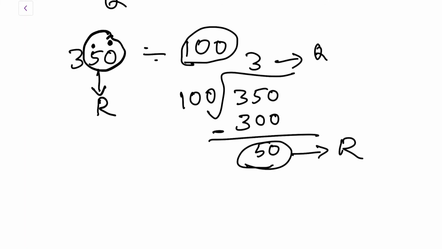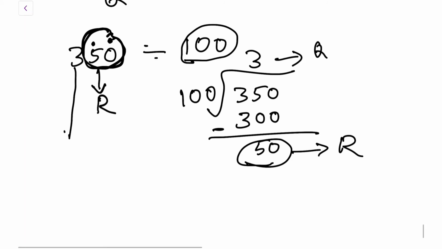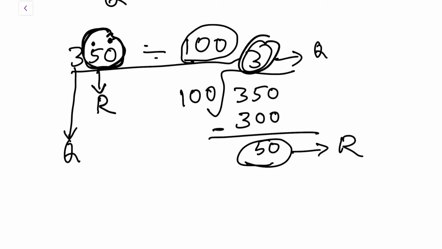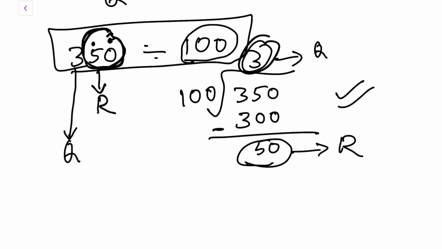See, we got the remainder as 50 and this is 50. And the remaining digits become your quotient. So what's the remaining digit? 3. That becomes your quotient. You see, we got 3 as a quotient. This is how you can do division by 100 without actually doing the process. Let's do this.